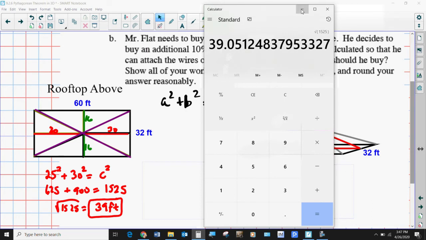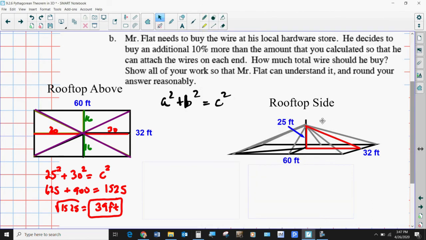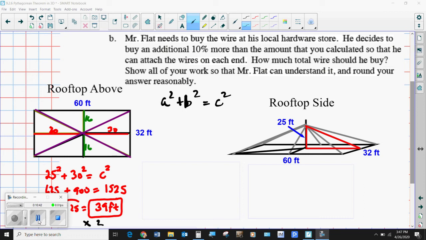Okay? So we know this guy wire here is 39 feet, and we know we're going to have two of them. So maybe I'll write there, this is going to be times 2. Okay? Now for the next one. Once again, I'm going to pause my video so I can remember what I did here. Okay. So the next one is going to be this dimension, this triangle right here.